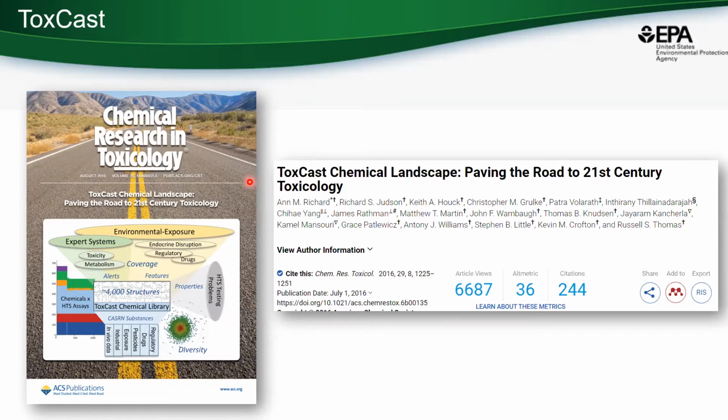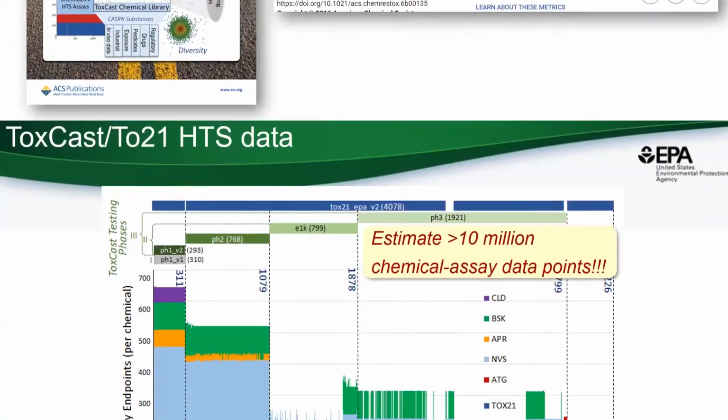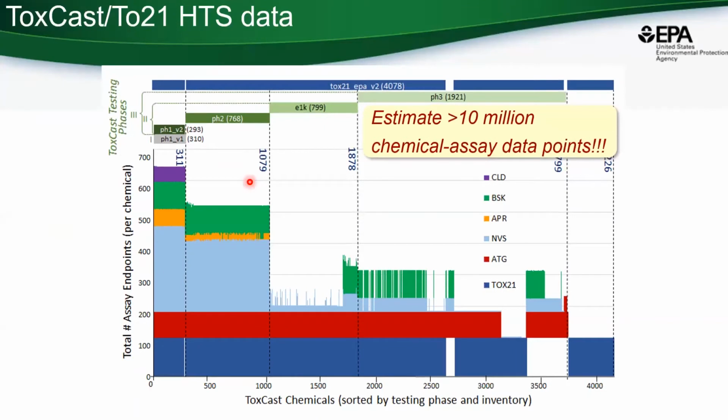This was written by Anne Richard and so many of the centers who contributed to this. This is almost 2 decades again of work that has gone on. I think it's approaching 15, 16 years at this point since this started. It's a brilliant paper outlining how the ToxCast project has been led and how much data has been generated on thousands of chemicals.